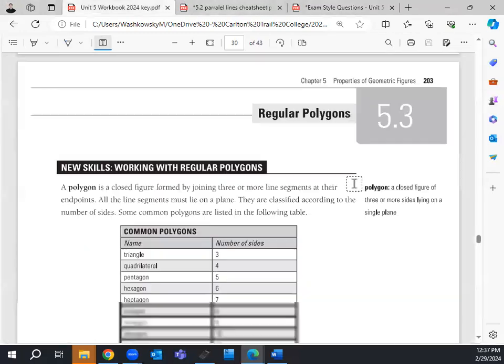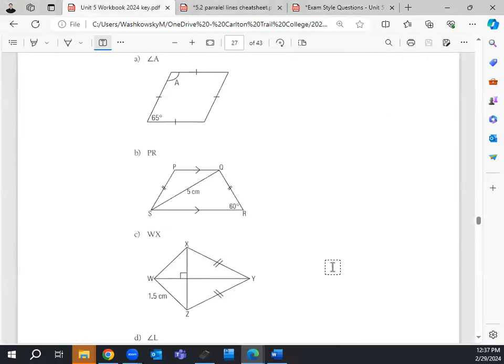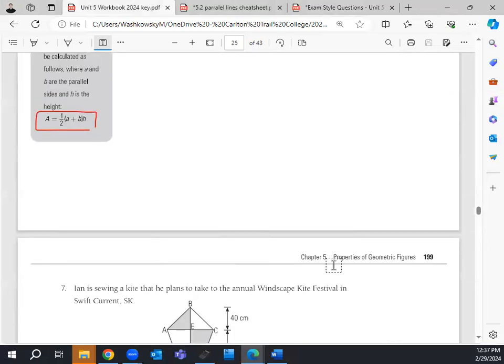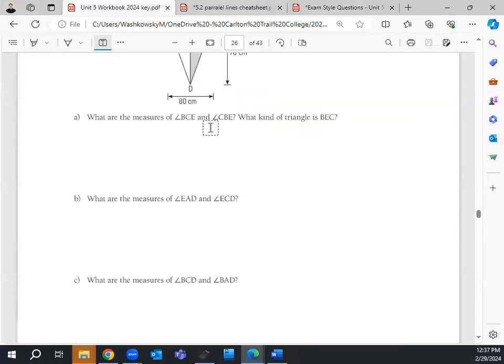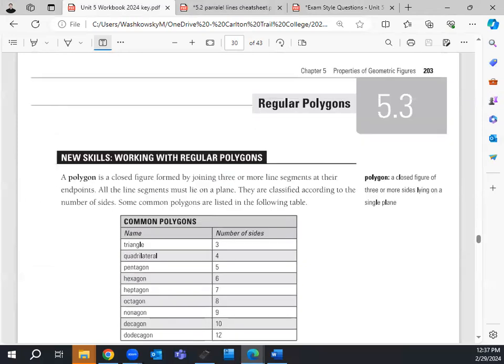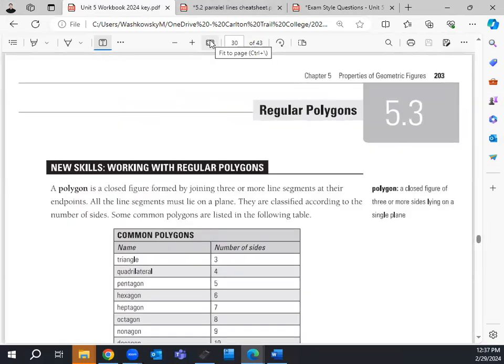Okay, does anyone have any questions at all from like 5.2 about any of these questions before we keep going? No? None. We're going to head over to page 203. We're on the 200s now. I'll give you a second for that.